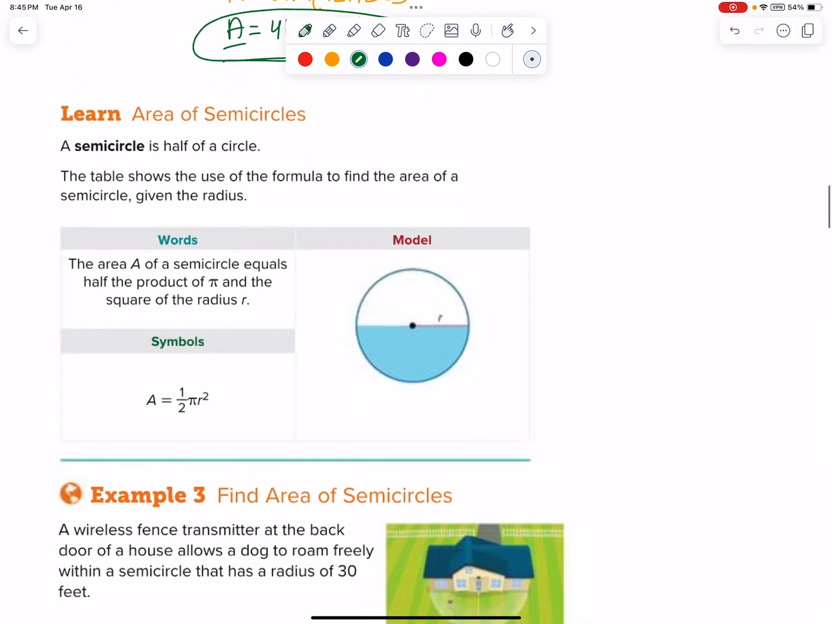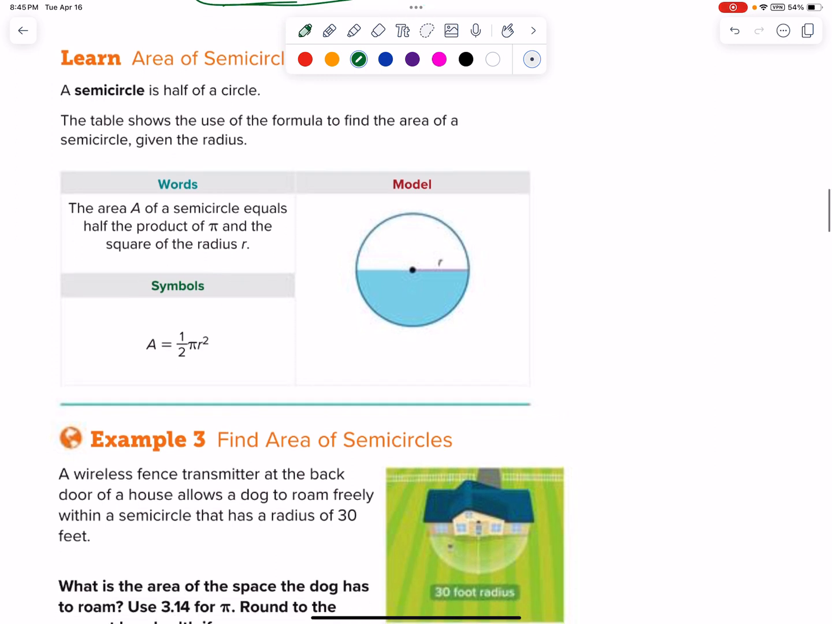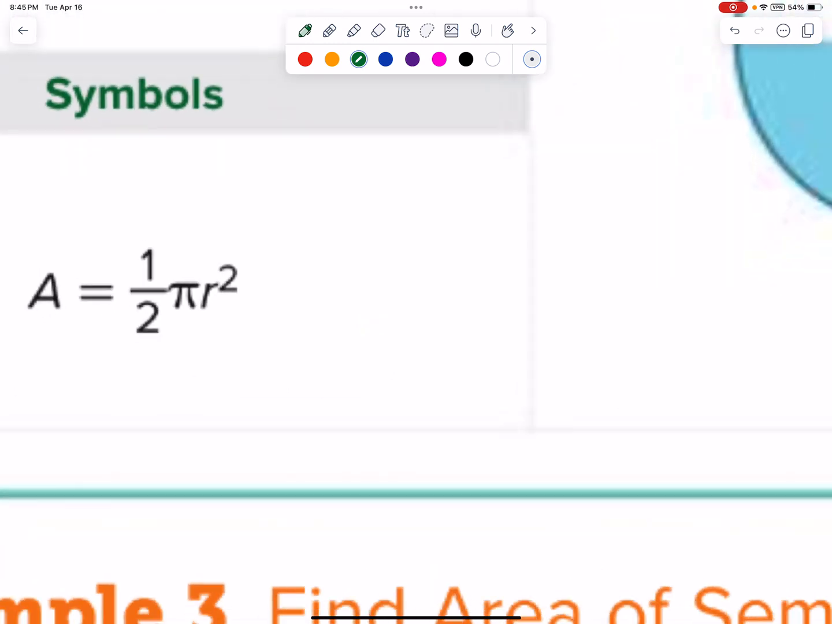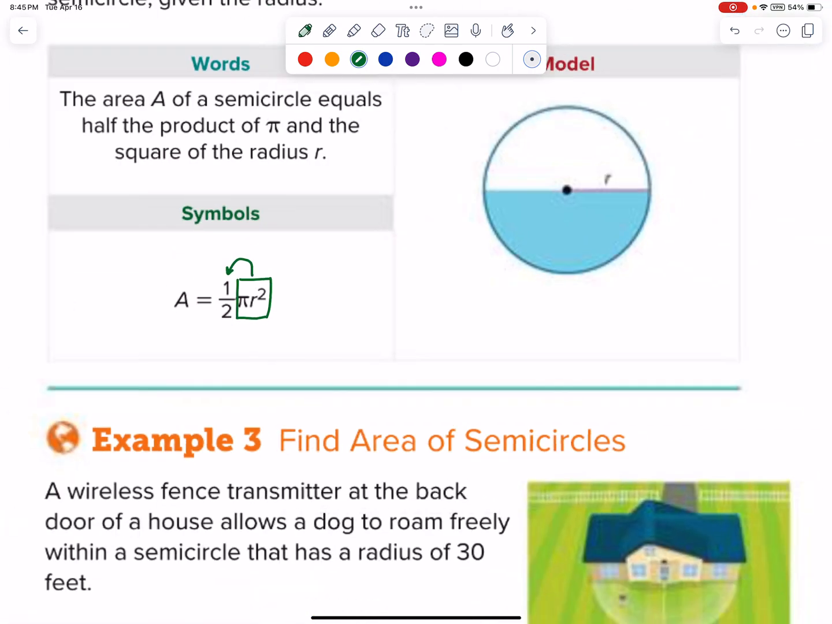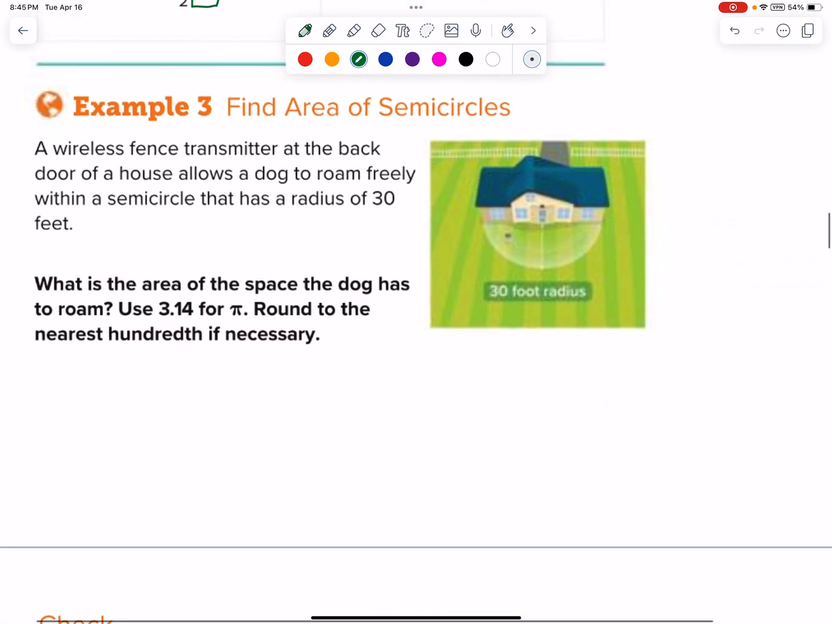All right, let's go ahead to semicircles now. Semicircle just means half a circle, okay? And so obviously you're gonna do the area equals pi r squared, but you're just then cutting it in half because it's half of the space. Okay, so nothing too complicated here.